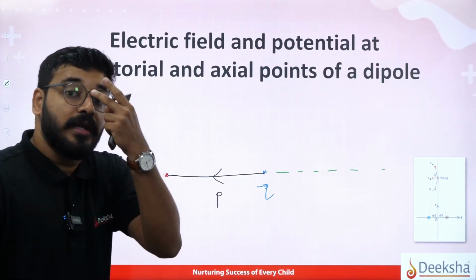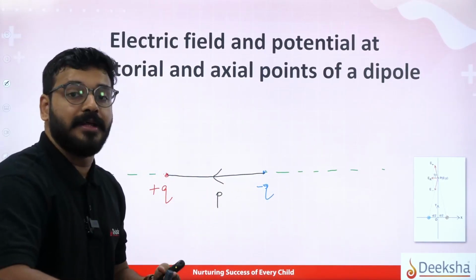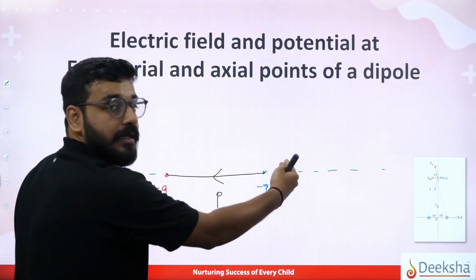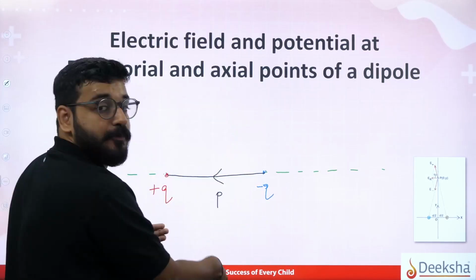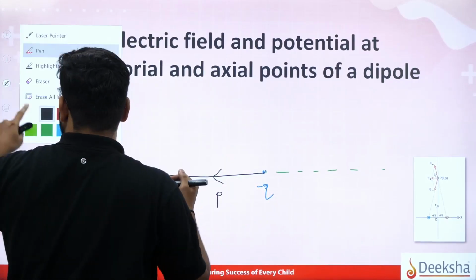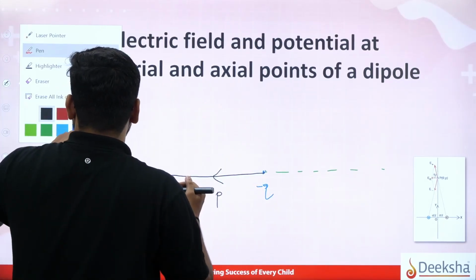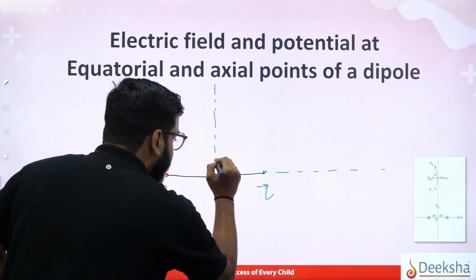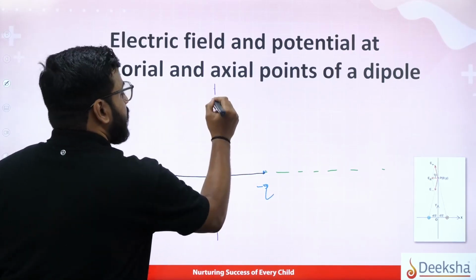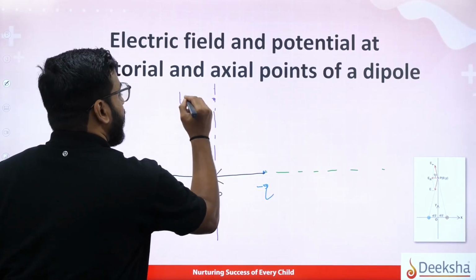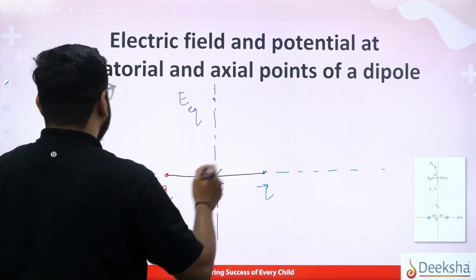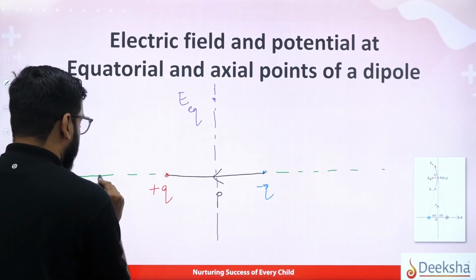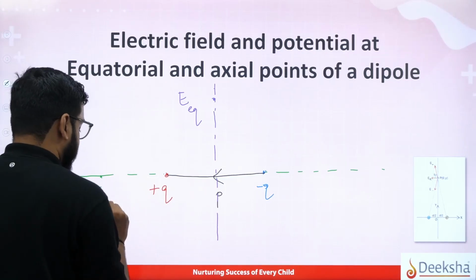And what is the equatorial line? The equatorial line is the perpendicular bisector of the dipole, perpendicular to the length of the dipole through the midpoint. That is the perpendicular bisector. It looks like this. So this is the equatorial point, E equatorial, and this is E axial, anywhere here on this axis side, E axial.